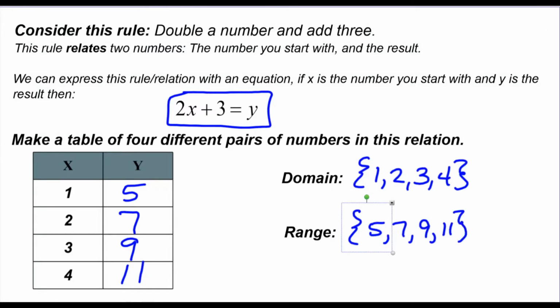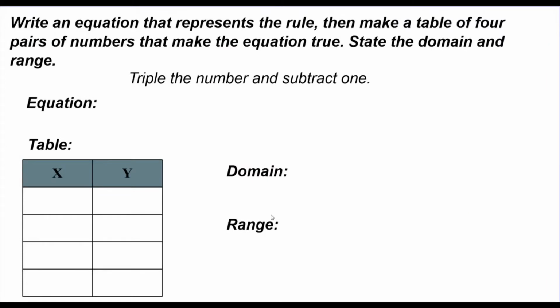So those are the ideas. Again, we're tying in what we've talked about in this chapter to put it all together into those words and equations and tables and the domain and range of our relation. So let's write an equation that represents the rule. Then again, we're going to make a table of 4 pairs of numbers that make the equation true, and then we're going to identify the domain and range.